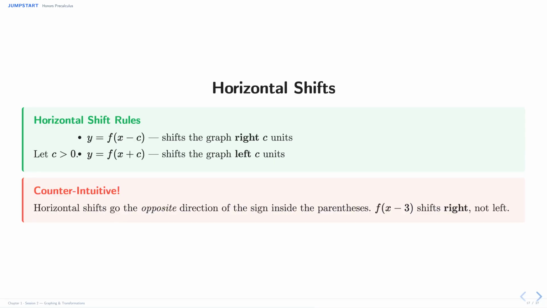Now let's look at horizontal shifts. If c is greater than 0, then y equals f of x minus c shifts the graph to the right by c units, while y equals f of x plus c shifts it to the left by c units. This can be counterintuitive, as horizontal shifts go in the opposite direction of the sign inside the parentheses. For example, f of x minus 3 shifts the graph to the right, not left.